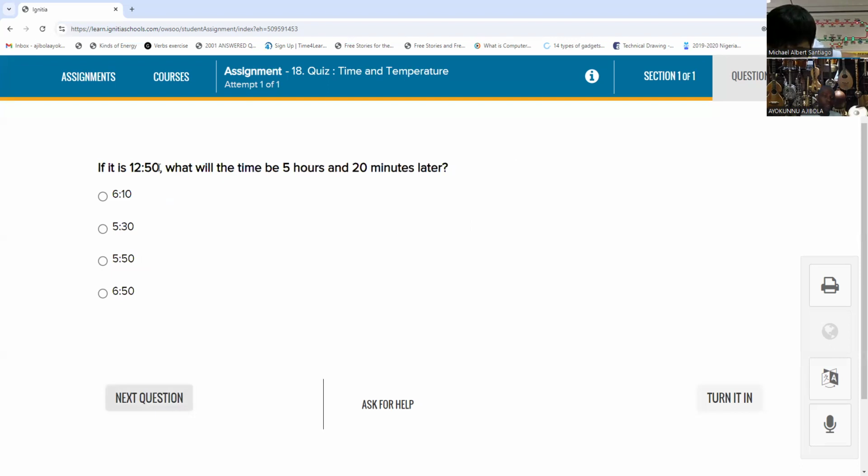So, if it is 12:50, what time will it be at 5 hours 20 minutes later? So let's check 5 hours. 12 plus 5 is 17. Okay, that will be 5:50. Then plus 20 minutes. That will be 6:10. Is that clear?